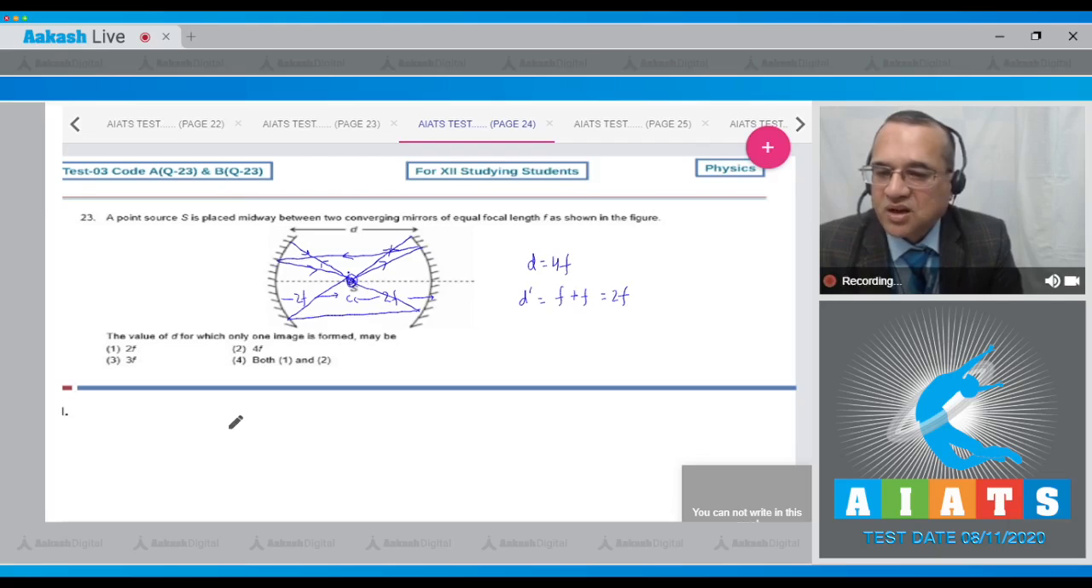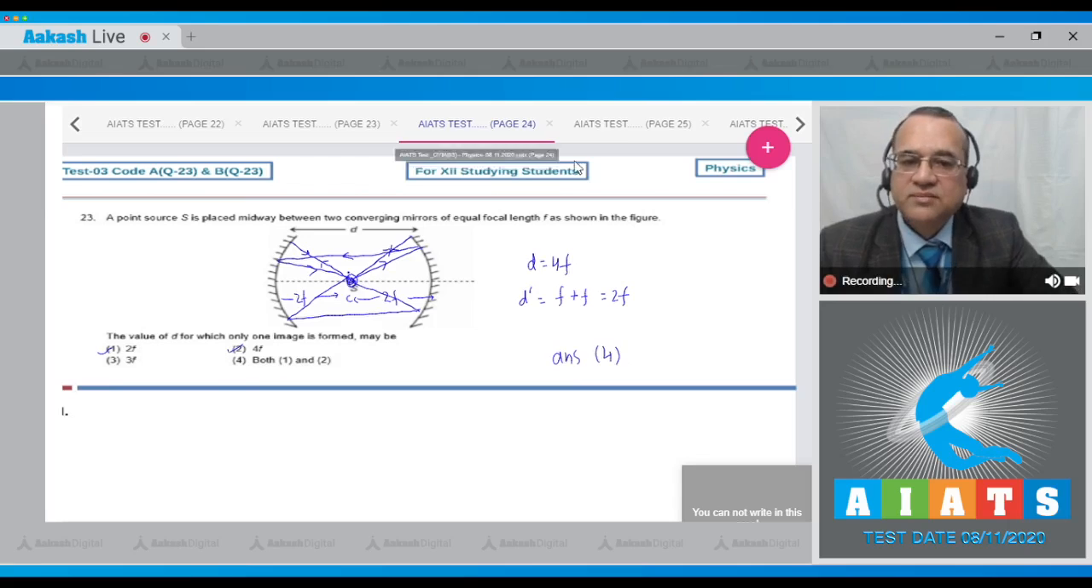So we have two options. 2f is one option and 4f is the second option. 3f is not possible. Therefore, the answer to this question is option number 4.